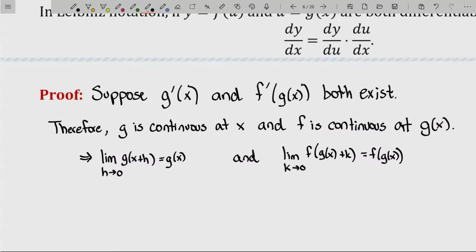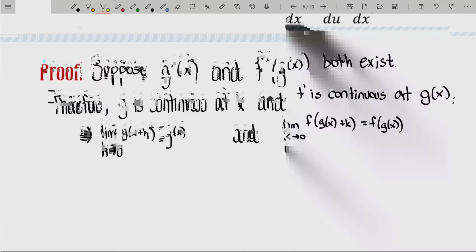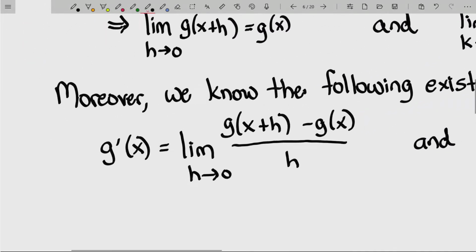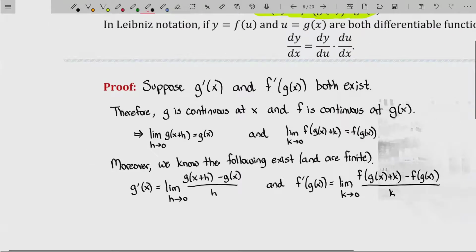So this is all logical deductive arguments based on the fact that these two objects exist. Then we have continuity at x and g of x, or sorry, at g of x and at x and g of x for g and f. And now let's go ahead and write down the definition of the derivatives for both. So these two exist and are finite. Let's start with this one. G prime exists because that was part of our assumption. G prime and f prime at g of x both exist.